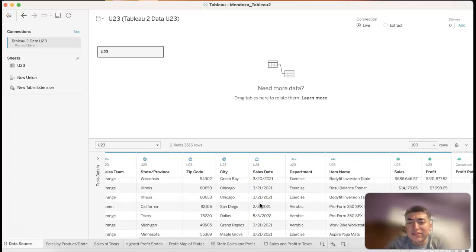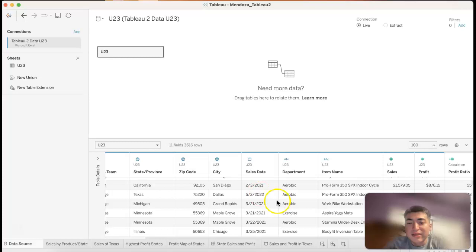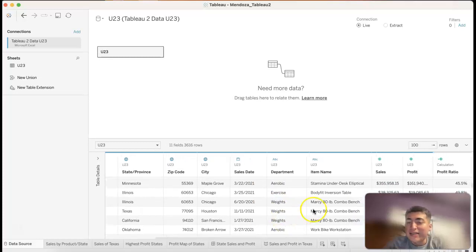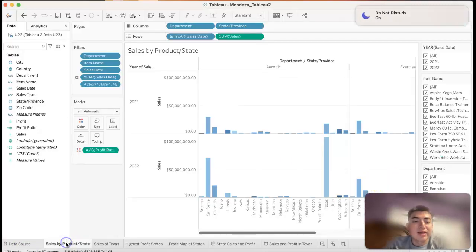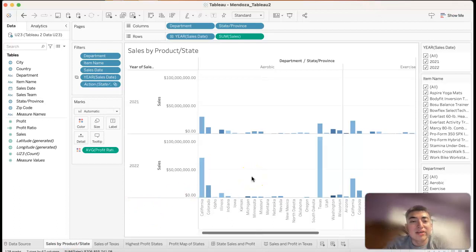As we can see, it goes from 2021 all the way to 2022. There are certain departments such as aerobic, exercise, and weights. And from the item names, we can tell this is all physical fitness items. And then we go to the sales that they made and profit. And for me personally, I made a profit ratio area right here, so we don't have to do the mathematical division in our head.